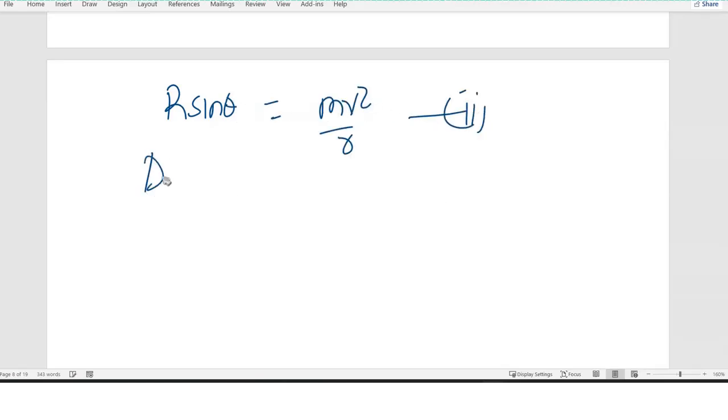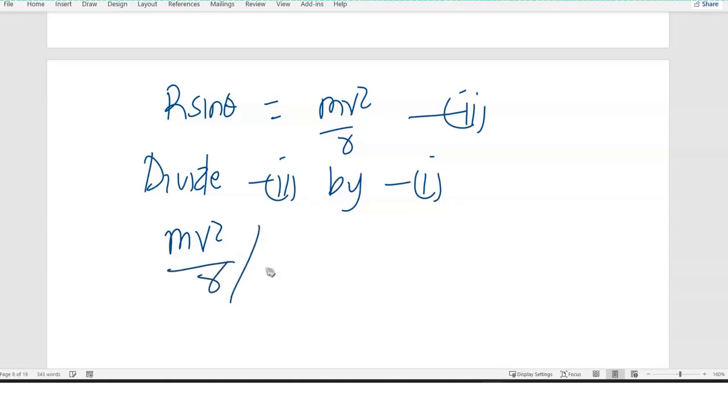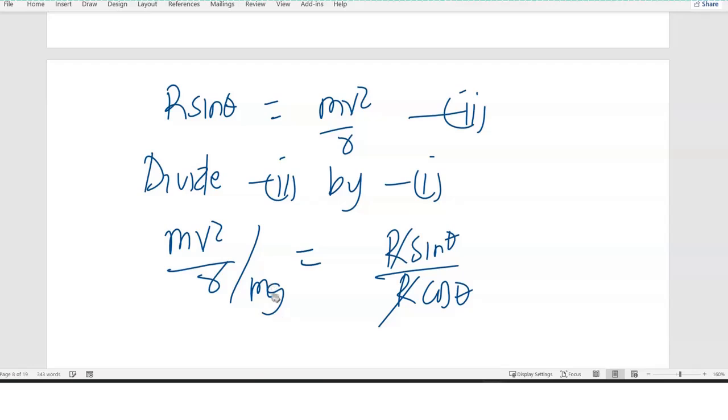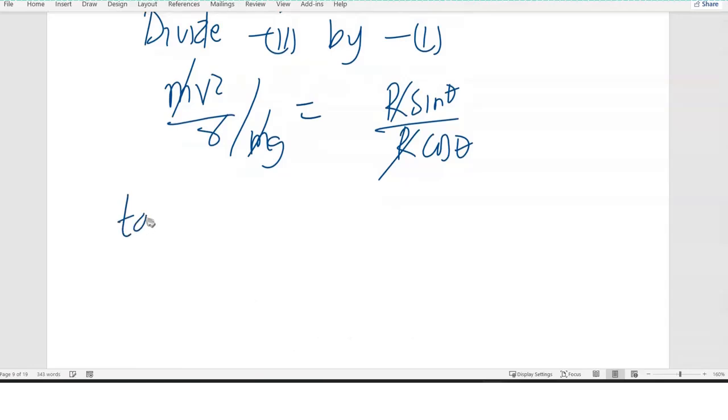If I divide equation 2 by equation 1, then mv squared over r divided by mg equals R sin theta divided by R cos theta. So the R and the m cancel, and I have tan theta equals v squared over rg.